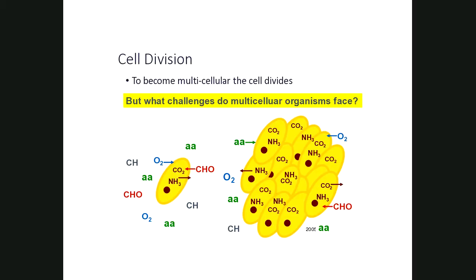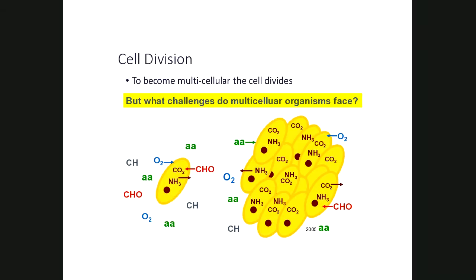So what we have is organisms that we call multicellular organisms. So you are a multicellular organism, your cat is a multicellular organism, your dog is a multicellular organism. Anything that is made up of more than one cell is a multicellular organism.